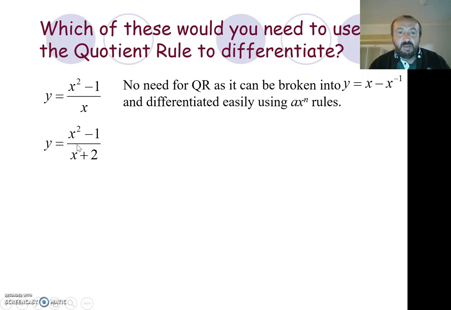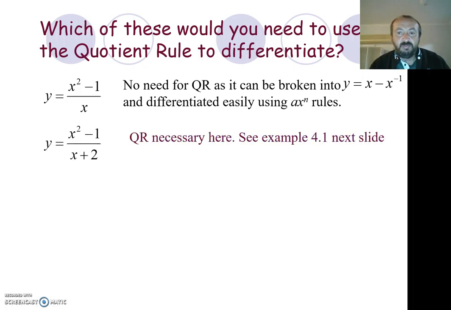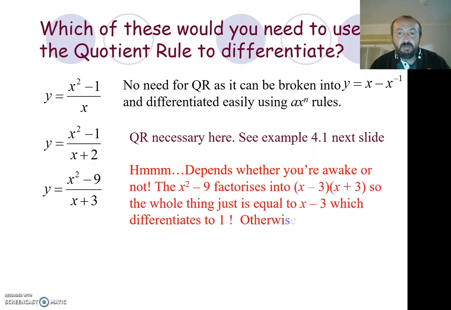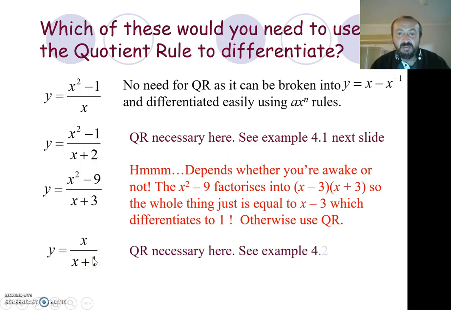You could really go either way with that one. Let's try the next one. The next one, I'd use the quotient rule for sure. You can't simplify that at all. This one, well, you can, because x squared take 9 is a difference of 2 squares. So that top can be factorised to x plus 3 times x minus 3, and the x plus 3 is cancelled. The whole thing is just equal to x take 3, which differentiates to 1. I would still use the quotient rule for that one as well. They say it is necessary. Let's see what their example looks like.